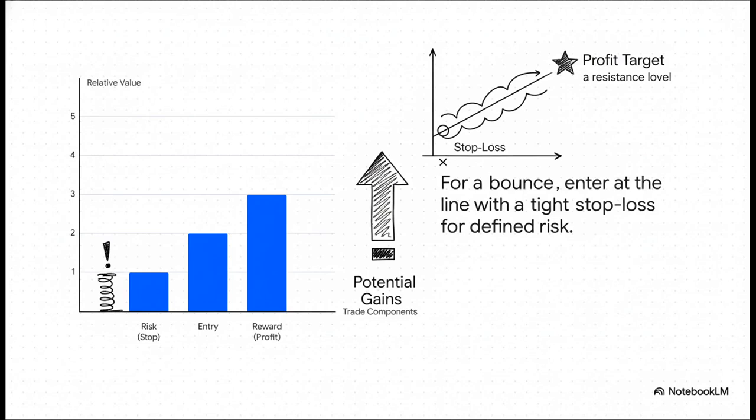Your entry is right when the price touches that trend line. Your stop loss, you tuck it right on the other side of the line. This is key, because it means if you're wrong, you know it fast, and your loss is tiny. For taking profits, you can either aim for a known resistance level up ahead, or you can trail your stop just below the trend line as it climbs, squeezing every last drop out of the move.